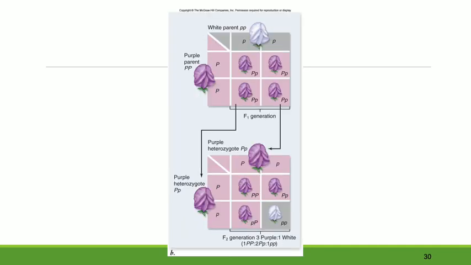And that's exactly what happened right here at the bottom, when the F1 generation was allowed to breed with itself, heterozygous with heterozygous. This is exactly what Mendel saw.